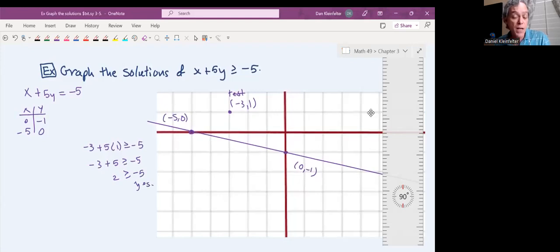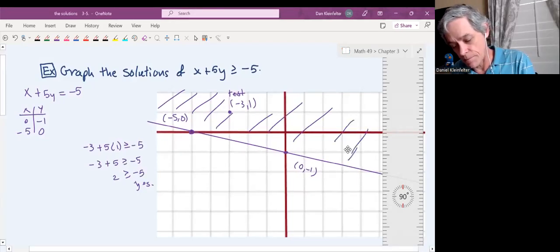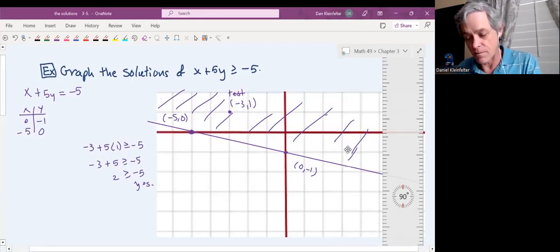The answer is yes. So the point above the line, our test point, was a solution, so that means that all the points above the line make up solutions. And so we'll go ahead and shade those points. Okay, so that will do it.